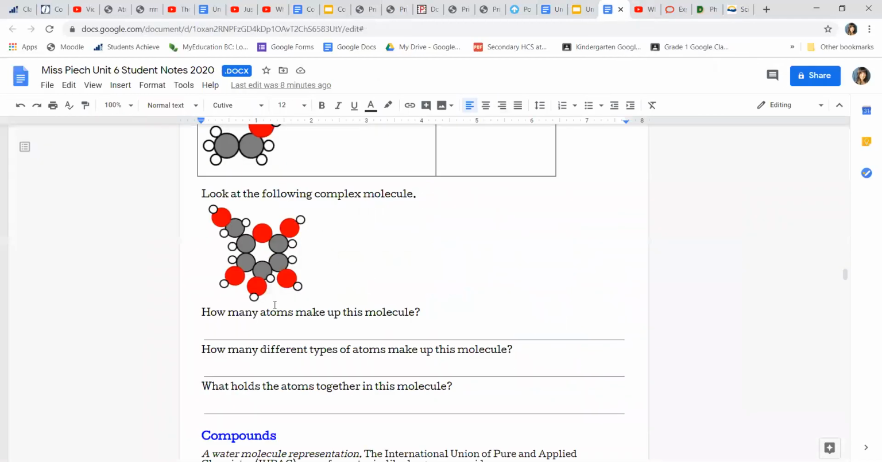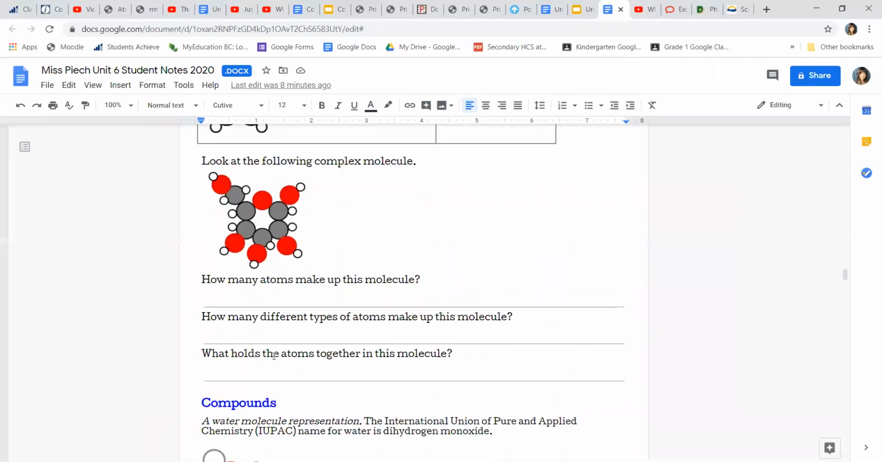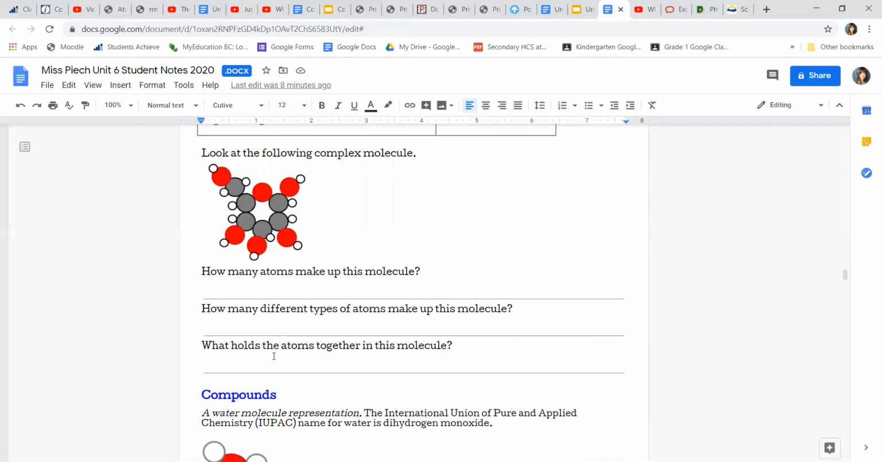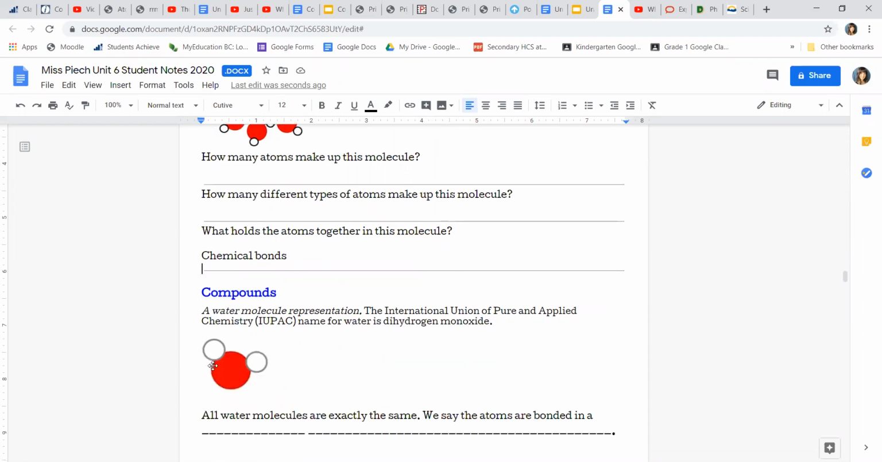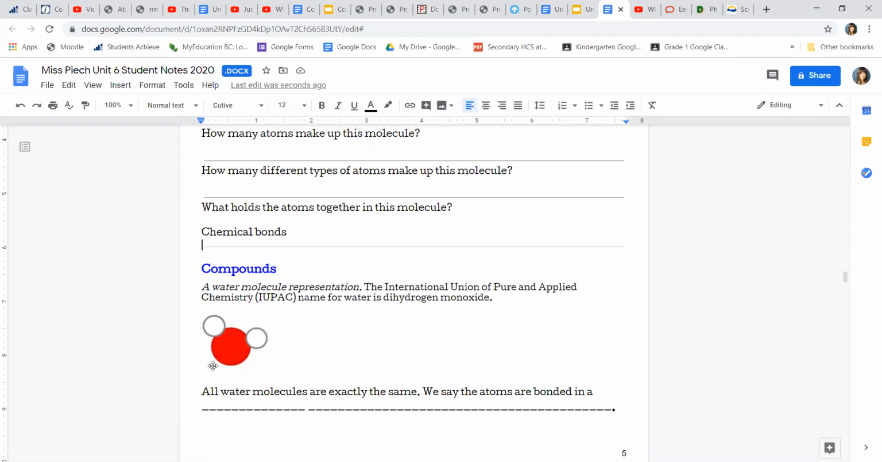So you can do the same with this. How many altogether, and then how many different types of atoms make up this molecule, and then what holds the atoms together in this molecule. This is where I'm really just looking for a simple answer of things like chemical bonds. All right, there's different types of chemical bonds, but I'm kind of giving you a bit of an out here as far as it's just chemical bonds. That's like the broad term for what would be holding together the atoms.